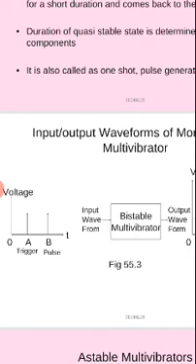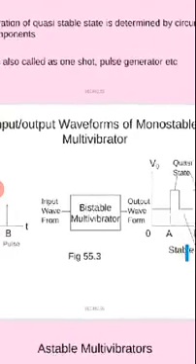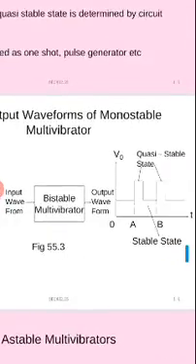Voltage, trigger pulses, monostable multivibrator, quasi-stable states.